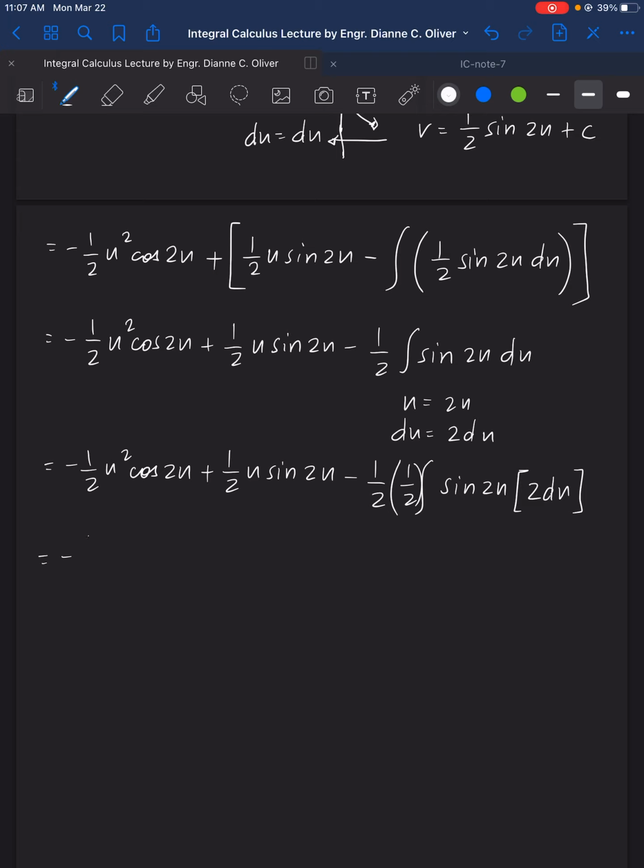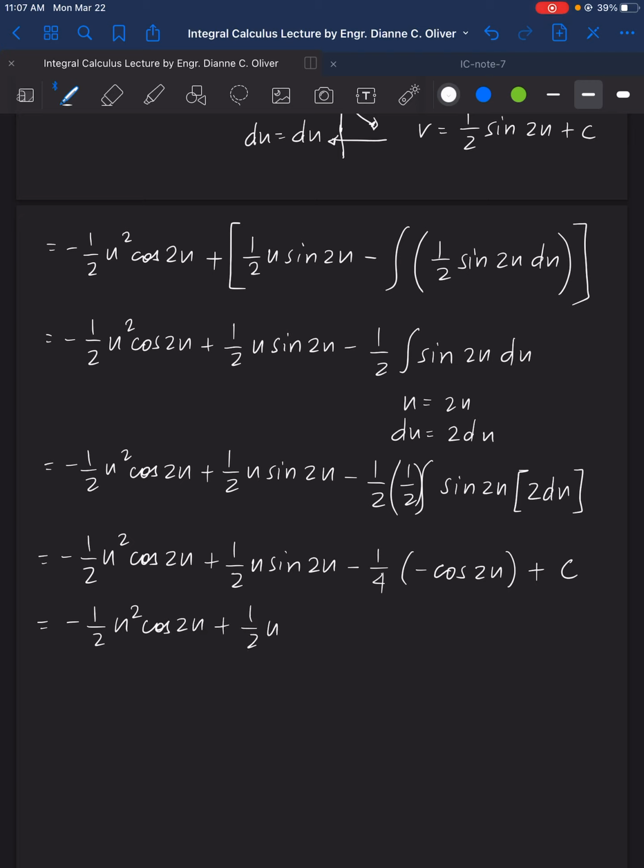Then we have here negative 1/2 u squared cosine 2u plus 1/2 u sine 2u minus 1/4 of, what is the integral of sine 2u? We have there negative cosine 2u. Then since there's no longer an integral sign, plus c. So let's simplify: negative 1/2 u squared cosine 2u plus 1/2 u sine 2u plus 1/4 cosine 2u plus c. So this is now the answer.